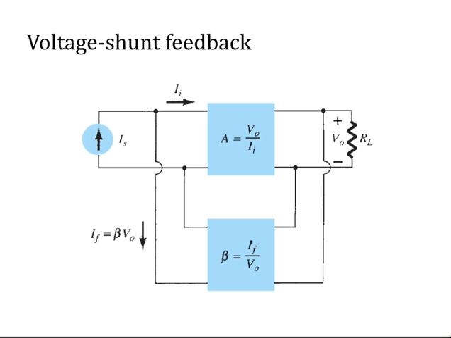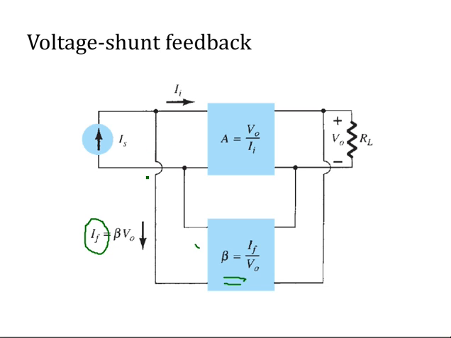The next one you can see is voltage shunt feedback. That is, again voltage is taken but it is connected in shunt to the input. So the input is represented as a current source. So you need a current to be connected in parallel. This network is offering a beta equal to If by V0, where this is the feedback current If.